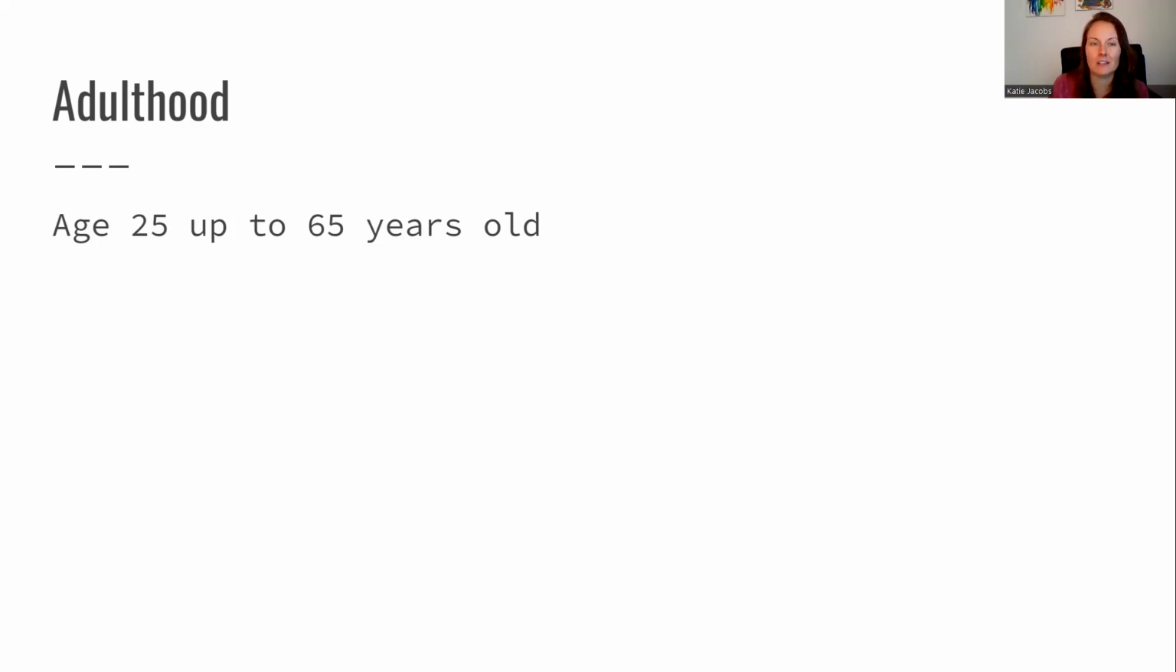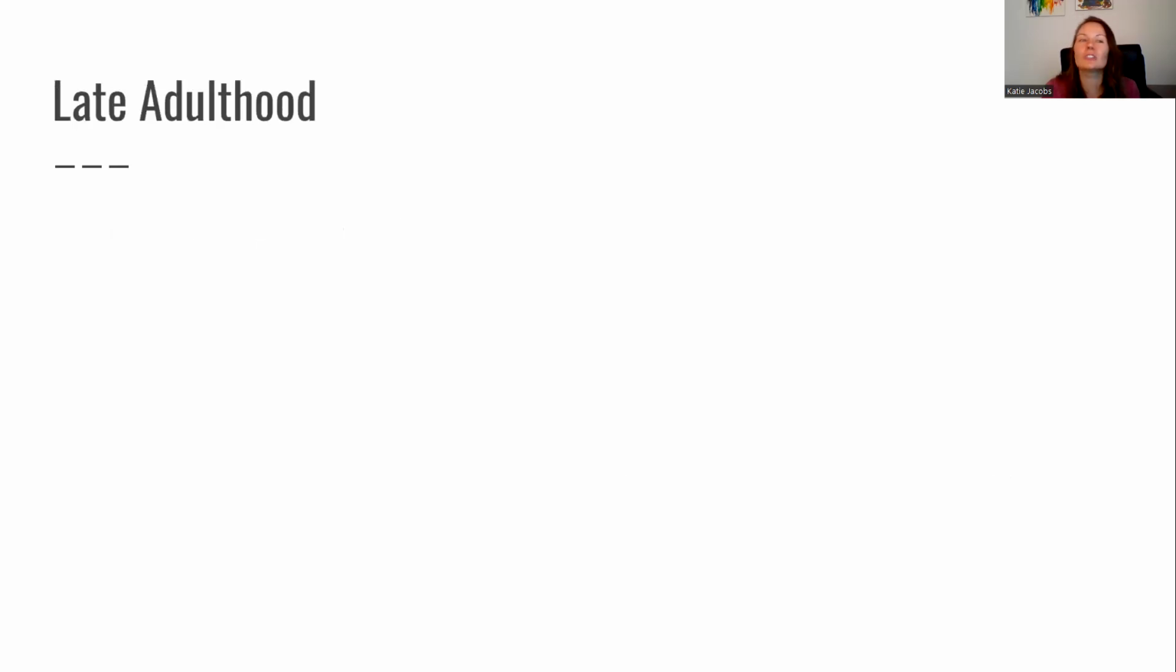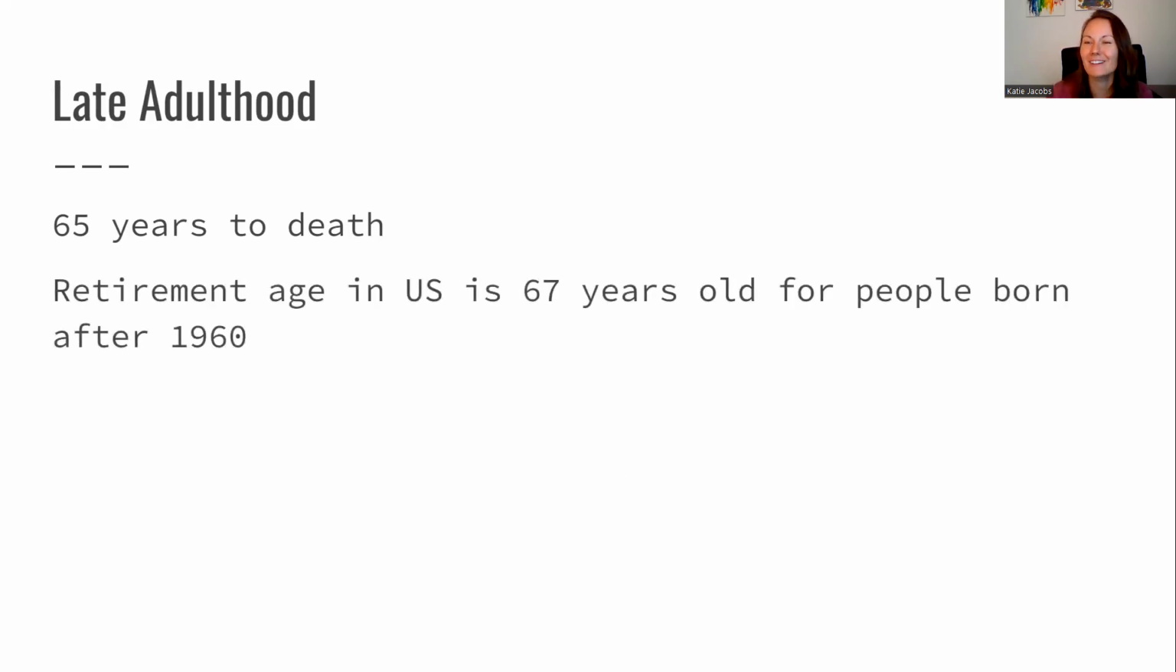We'll talk about that when we get into the next phase, which is late adulthood, which is 65 years to death. And so that is the basic format of our class. We have the lecture this week, we have developmental theories, and then we're going to go through all these developmental phases in depth. Oh, here, look at me. I was good. I put it into the lecture. So retirement age in the US is 67 years old for people born after 1960.